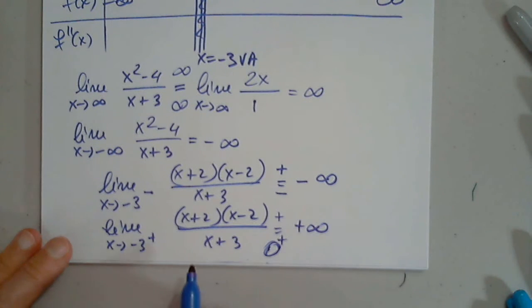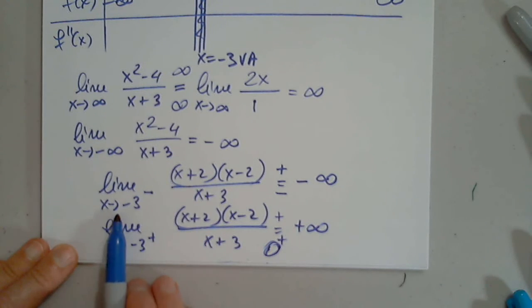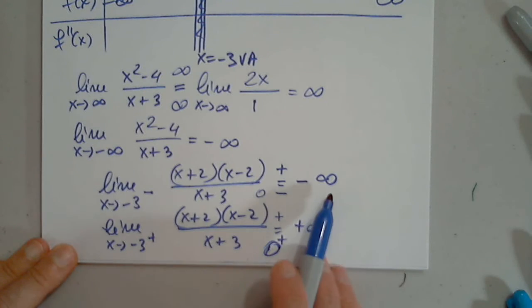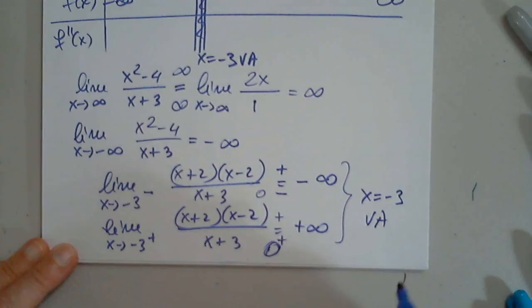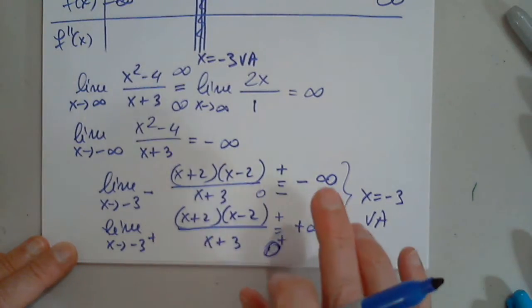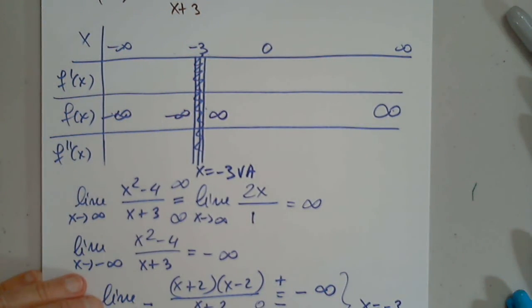Okay? Is this clear? We've done this in chapter 1. All this. So when you plug in negative 3, you get 0. But you need a sign because you know it's going to be an infinity. So negative 3 is a vertical asymptote. So negative infinity from the left, positive infinity from the right.